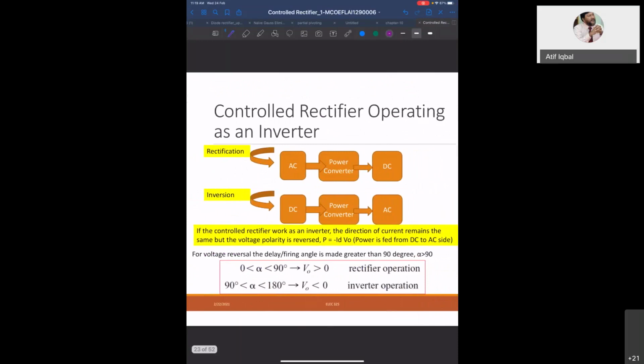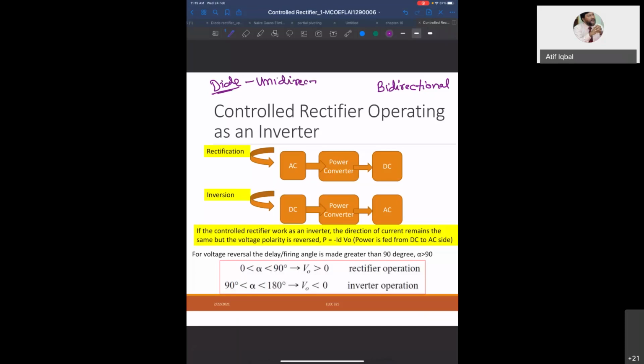Now, controlled rectifier operating as an inverter. So you see, this is the beauty of thyristor based converter, that it is bidirectional in nature. But diode is not bidirectional. Diode based, remember this thing very well, never forget. Diode is unidirectional.